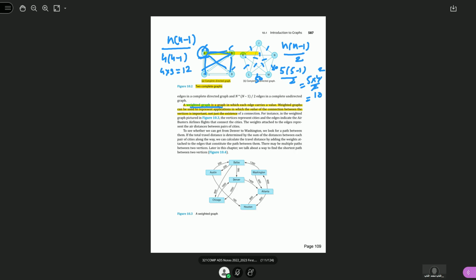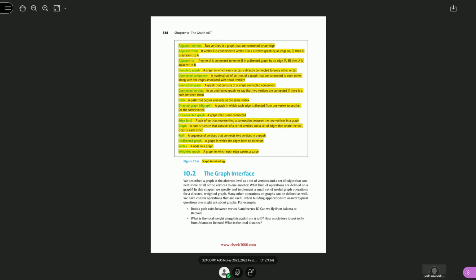Let's move. Then this is an example given of the different cities and their distance between, like Austin, Dallas, Denver, Washington, Atlanta, Houston, and Chicago. After this, all the definitions are on one page. Go through all the definitions, because you need to solve the multiple choice questions.